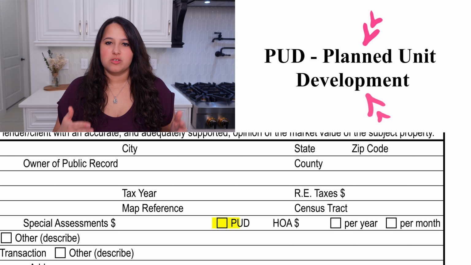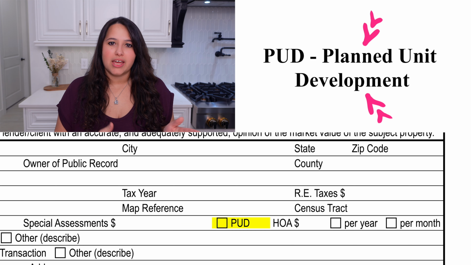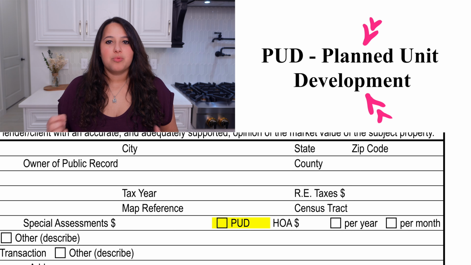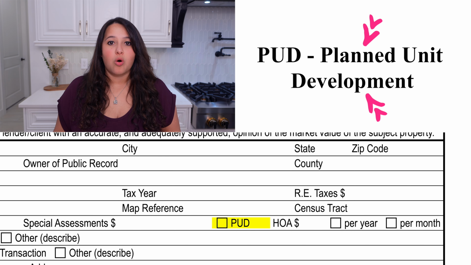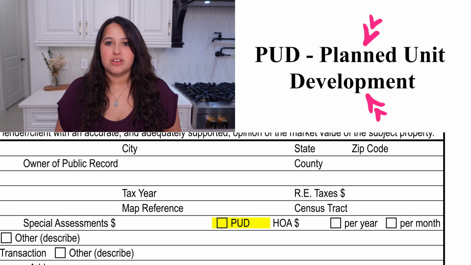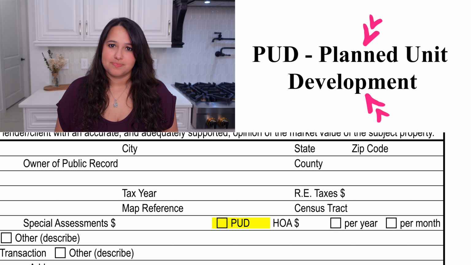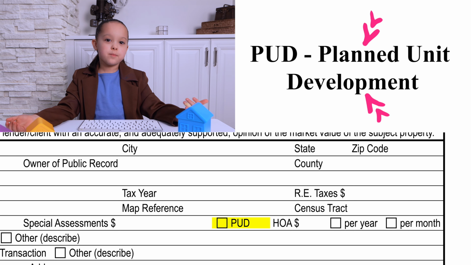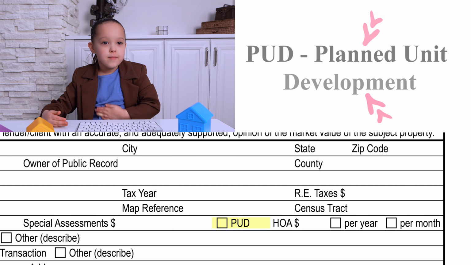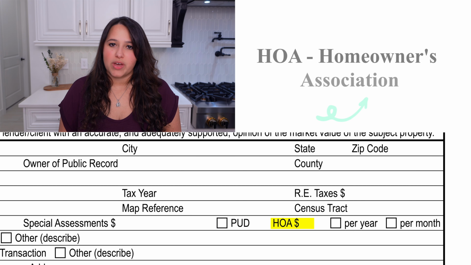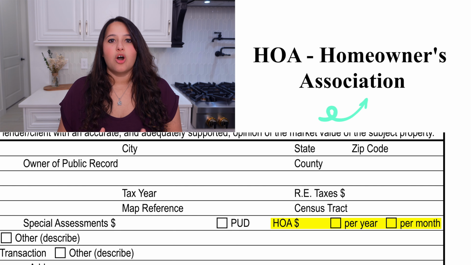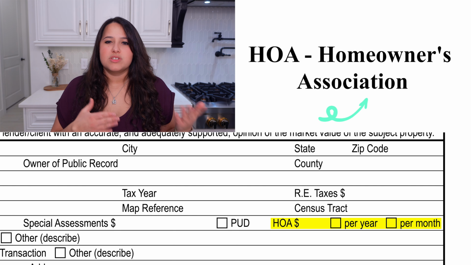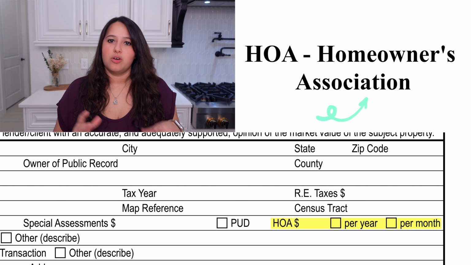The next line is PUD. This stands for Planned Unit Development. A property is in a PUD if there is an HOA or if there are CC&Rs related to the property. PUD sounds like pudding. Yum. The next part is HOA dues, where we would put what the homeowner pays towards the homeowners association, and we would specify if they are paid yearly or monthly.